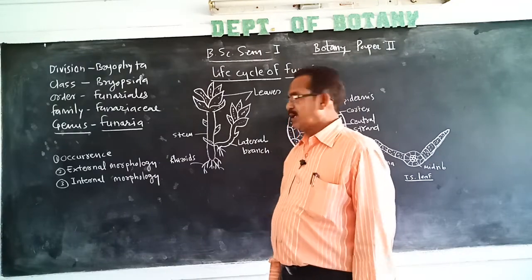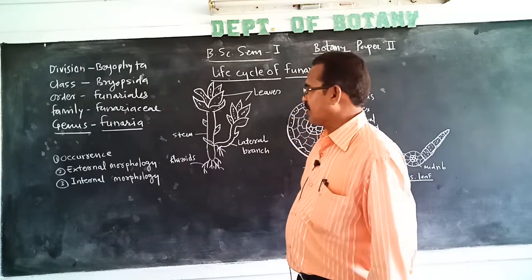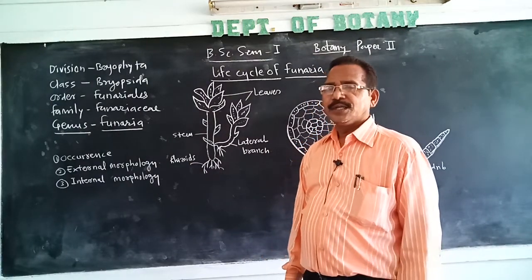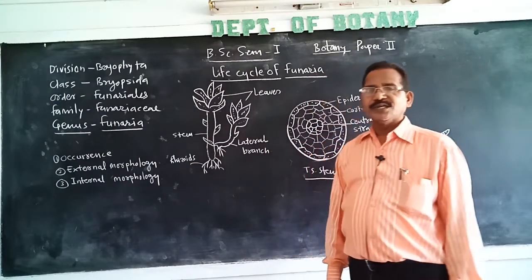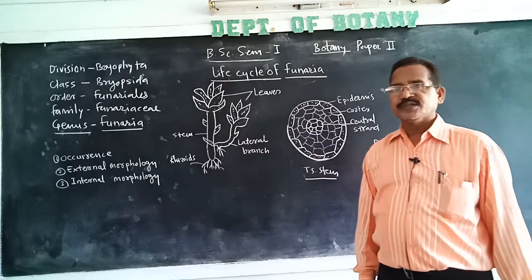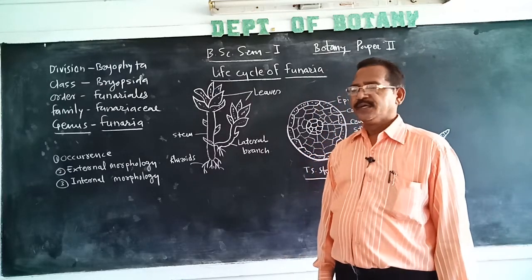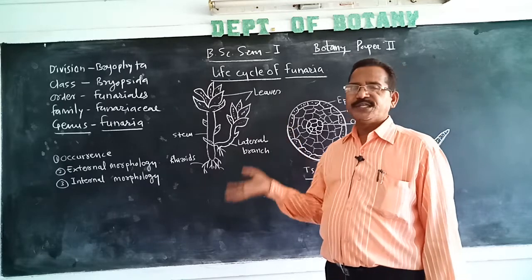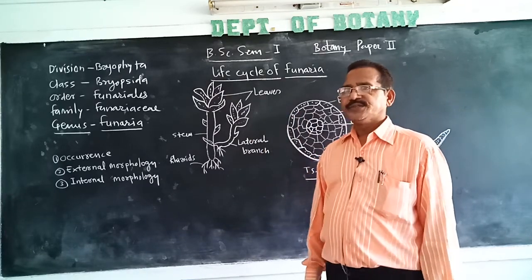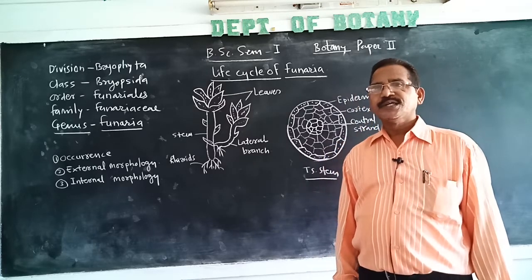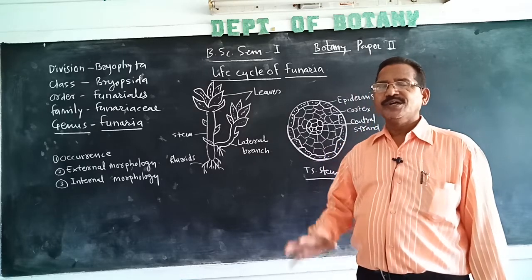Then the external morphology of Funaria. The life cycle consists of two phases, the gametophytic phase and the sporophytic phase. The gametophytic phase is the dominant phase, while the sporophytic phase is parasitic on the gametophyte.